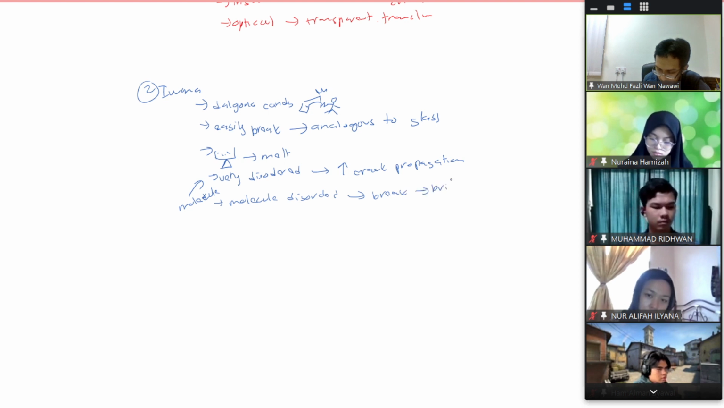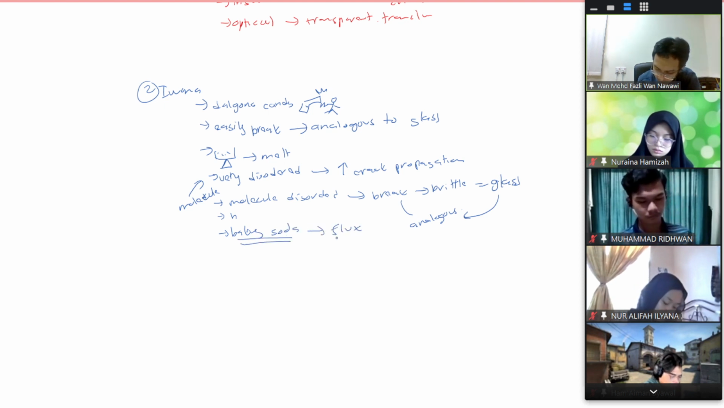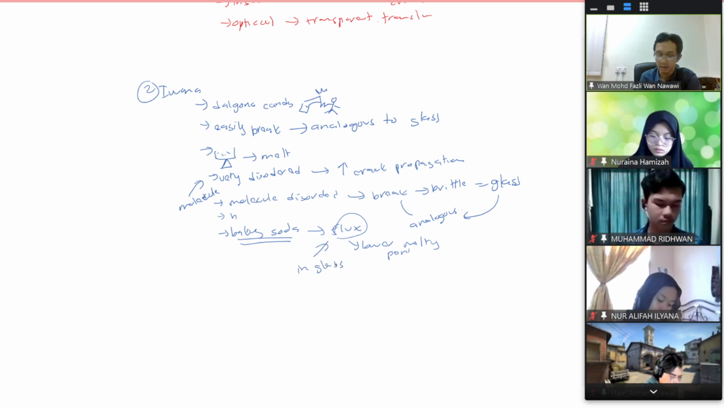Same with glass. When you heat glass, it melts. The similarity between Dalgona candy and glass is that in Dalgona candy you add baking soda, but in glass heating you put flux. Flux is what you use to lower the melting point of glass, which makes it easier to stretch, and you can form shapes with the glass. Okay, that is the same thing.